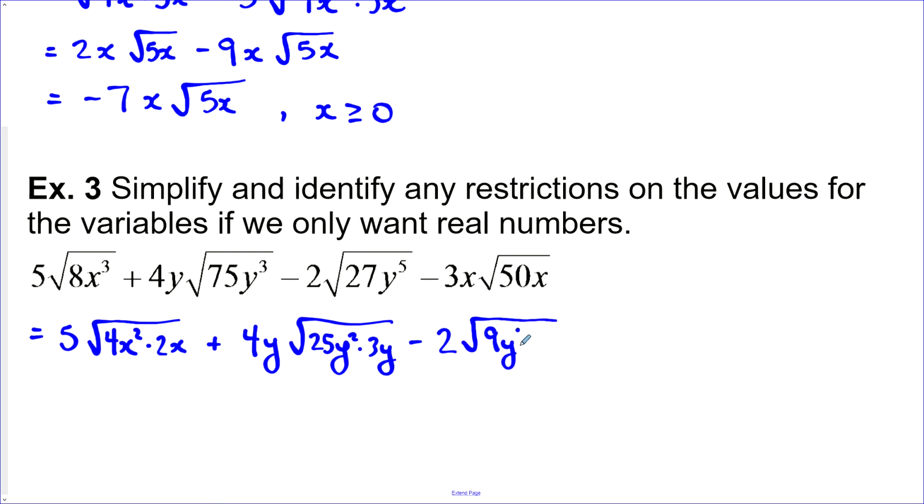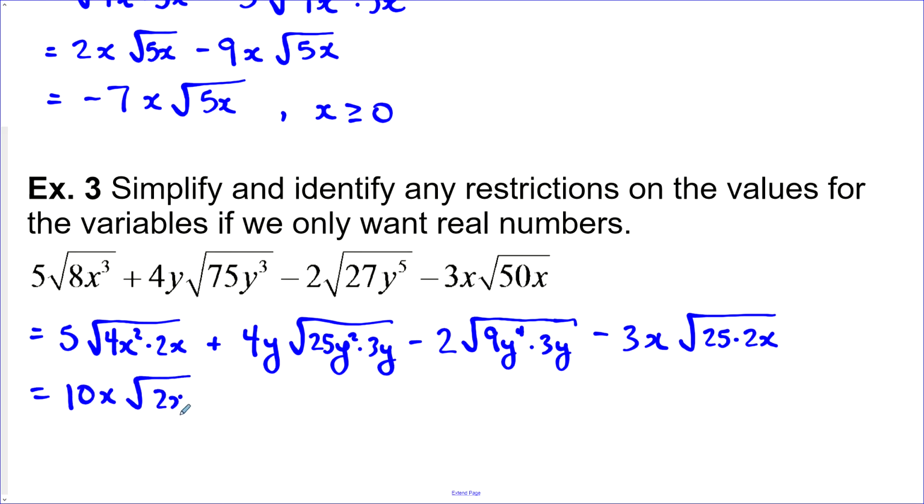Nine y to the power 4, 3, one more y. $25 and 2x. Alright, so I got all my perfect squares lined up. So 5 times 2x. 5 times 4 is 20. The square root of y squared is just y. It comes out here, multiplies with that y. And then the 3y is left in.